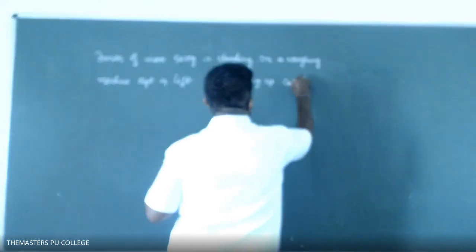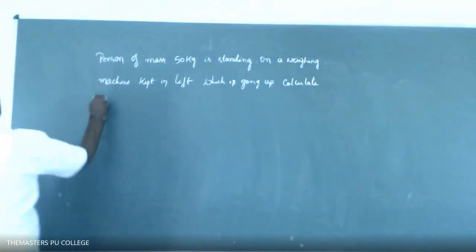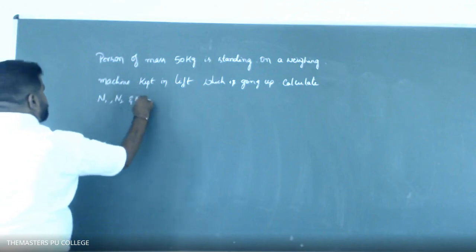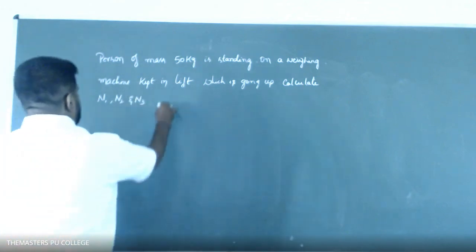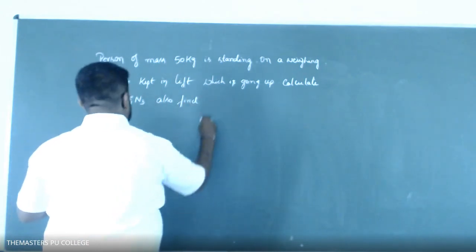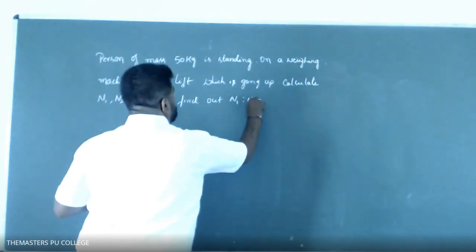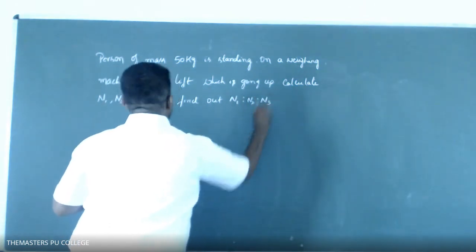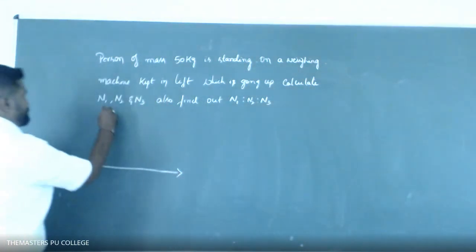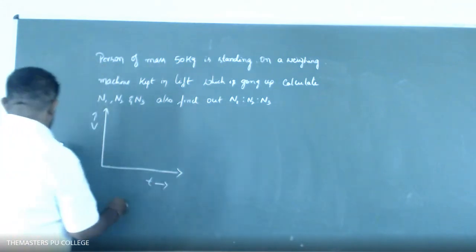Calculate N1, N2 and N3. Also find out N1 is to N2 is to N3. The graph given is like this. They have given all the data in the graph.